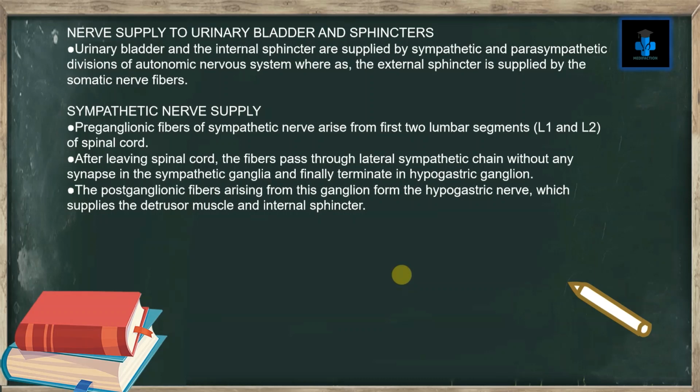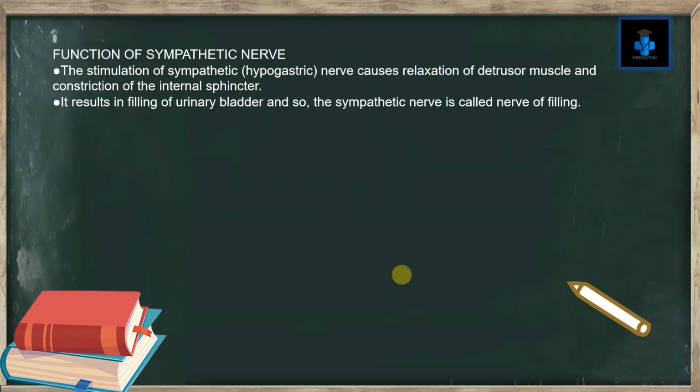Function of sympathetic nerve. The stimulation of sympathetic nerve, which is the hypogastric nerve, causes a relaxation of detrusor muscle and constriction of the internal sphincter. This results in filling of urinary bladder, and so the sympathetic nerve is called nerve of filling.